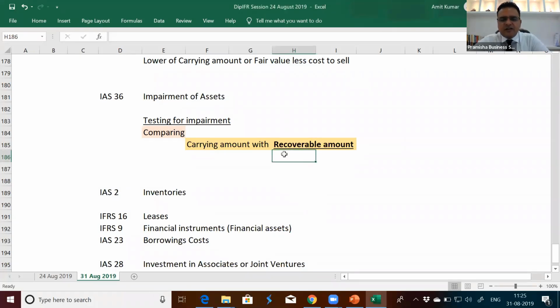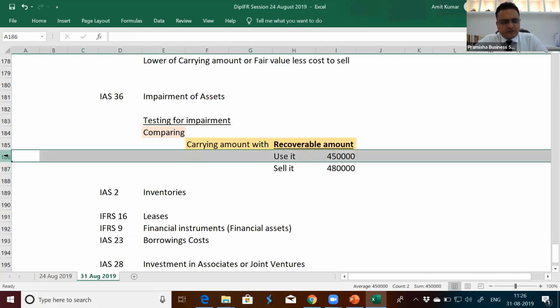So recoverable amount is either we use it, or we sell it. If you use it, you are going to get 4,50,000. If you sell it, you are going to get 4,80,000. What will you do? So recoverable amount is always the higher of the two.